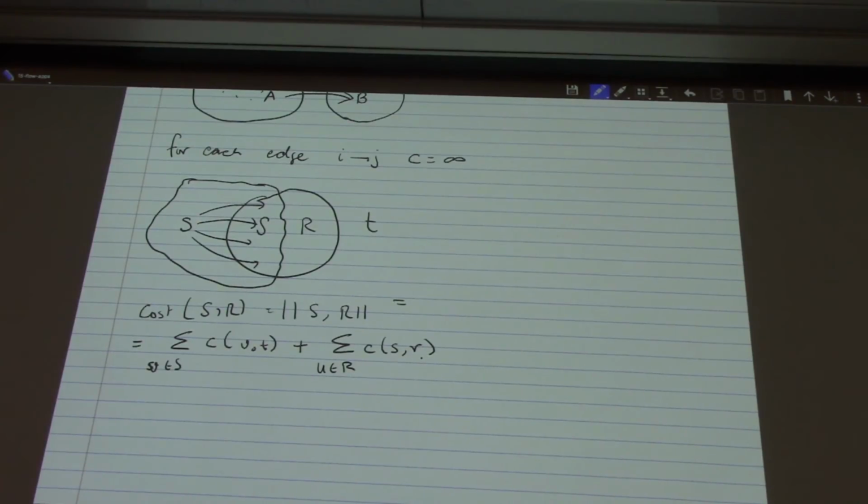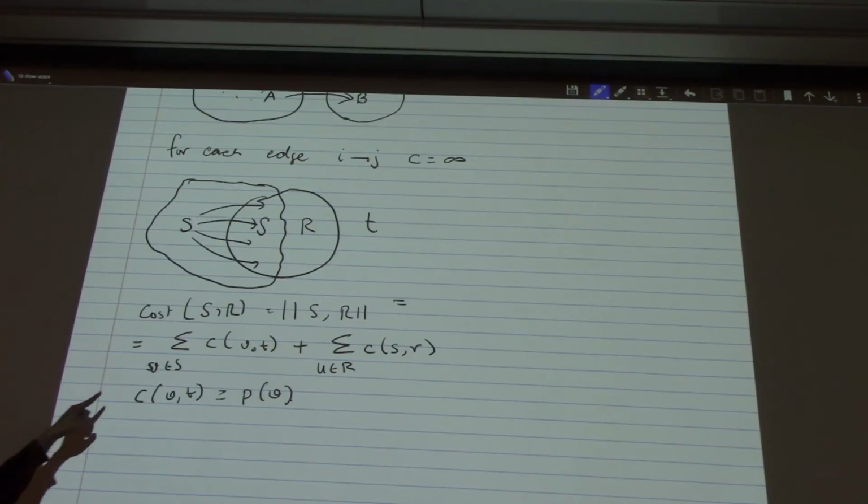So you're on the right track. So for example, suppose I were to say that the capacity of an edge from any vertex to T is its profit, if it's positive. Okay. Then this term here would capture the profit of all the things I picked. If it's positive, I can't put negative capacity in, right?